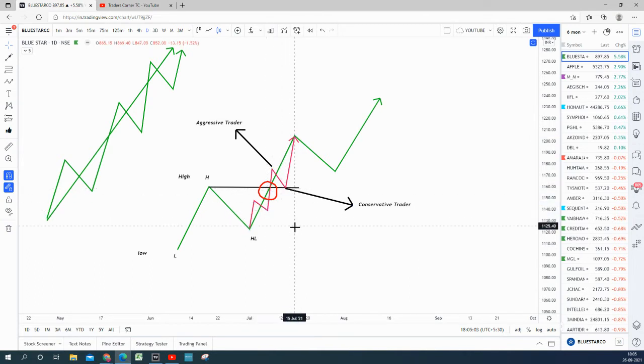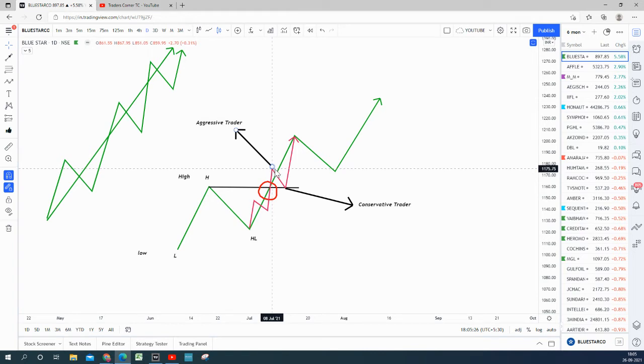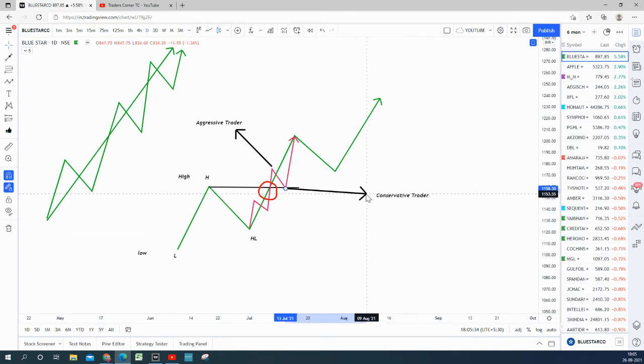What does it mean? Whenever this breakout happens, most of the time after the breakout, the price will go directly up to this point. It will not give a retracement. So aggressive traders who don't want to miss a trade will take a trade immediately after breakout. And what is the meaning of a conservative trader? The safest method to take a trade is, after the breakout, wait for a pullback to happen and take the entry at this point.